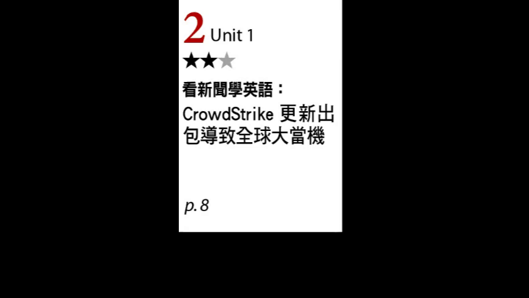CrowdStrike glitch causes global tech outage. A recent global tech outage that disrupted countless business and government computer systems worldwide was caused by a software update glitch from cybersecurity firm CrowdStrike. The problem crashed computers, canceled flights, and threw hospitals into disorder, with Fortune 500 companies alone facing over $5 billion in direct losses. The glitch occurred when an update to CrowdStrike's Falcon software interacted poorly with Microsoft Windows, causing millions of devices to crash.